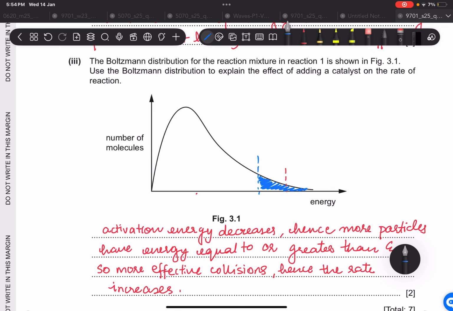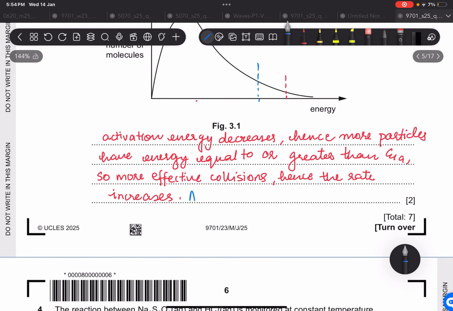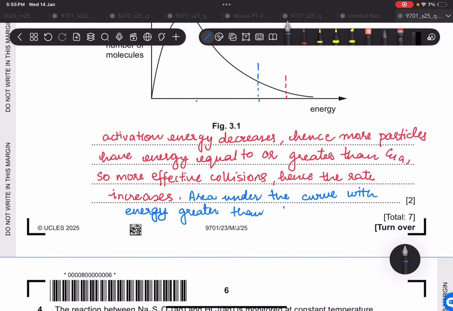You got to tell the examiner this as well, that the area under the curve with energy greater than EA increases.